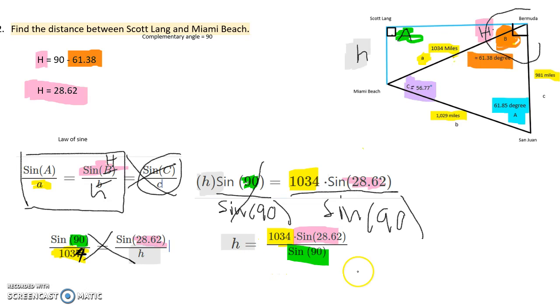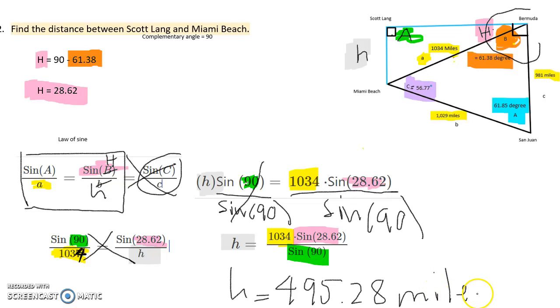And if you plug this equation into the calculator correctly, the final answer should be h equal to 495.28 miles. So this would be our final answer to question number 2. And that's the end.